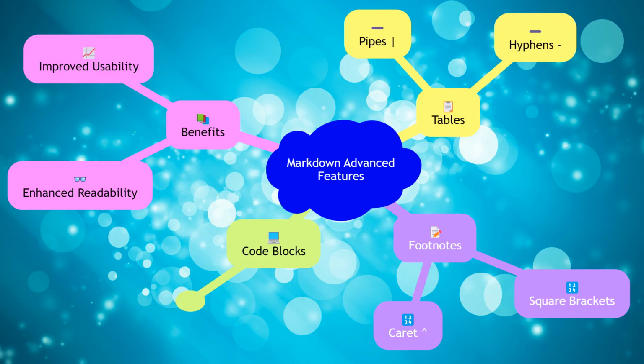Beyond basic formatting, Markdown supports advanced features like tables, code blocks, and footnotes. Tables are created using pipes and hyphens, while code blocks are enclosed in triple backticks. Footnotes are added using square brackets and carets. These features allow you to create more detailed and structured documentation, enhancing readability and usability.